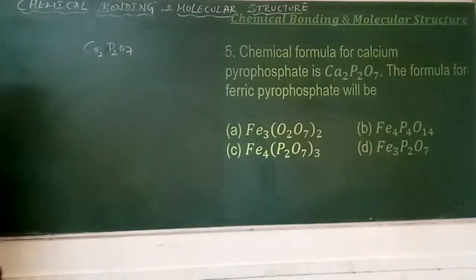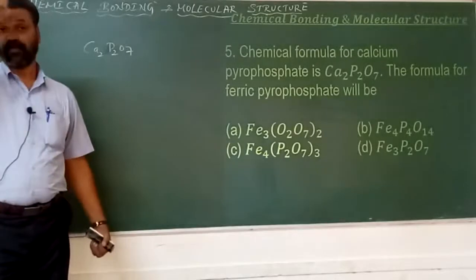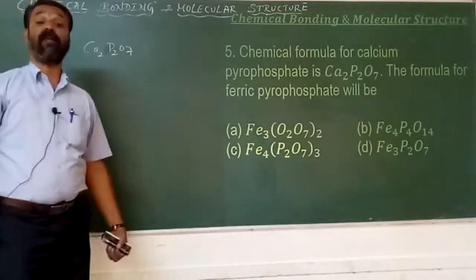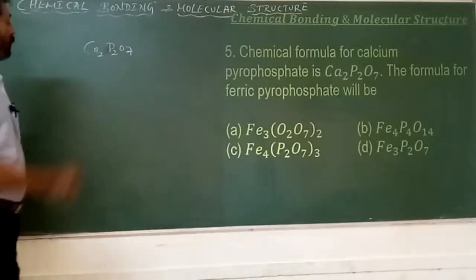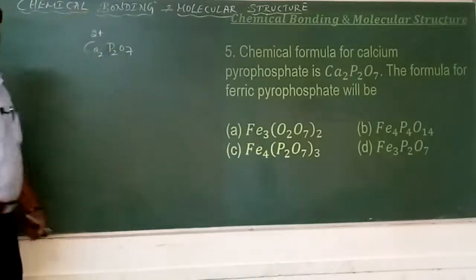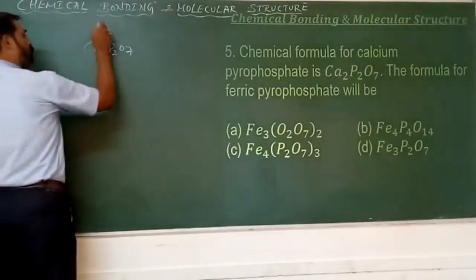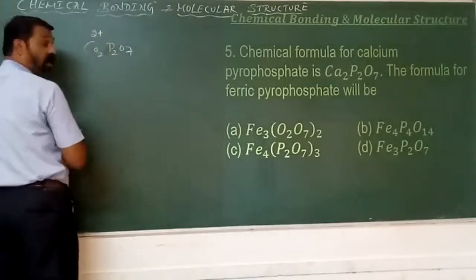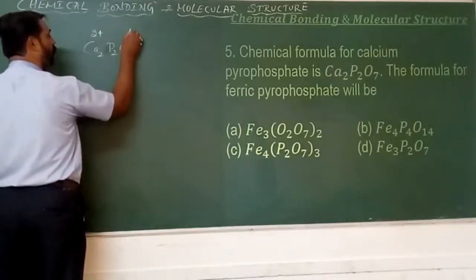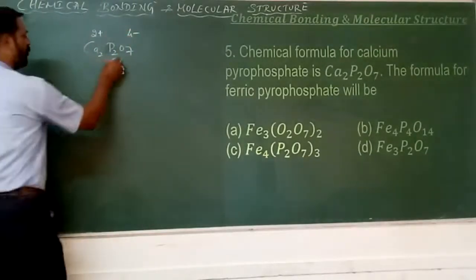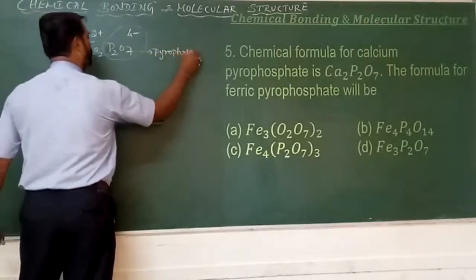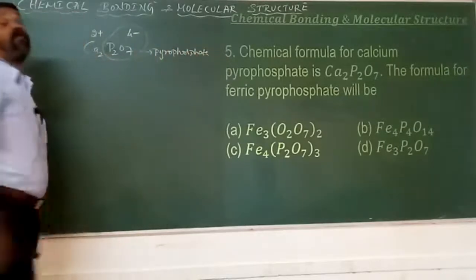So here, which is the known element of oxidation state? We know that all alkali metals will have plus 1 as the oxidation state, and all alkaline earth metals will have plus 2 as the oxidation state. As calcium is an alkaline earth metal, it is plus 2. If it is plus 2, then plus 2 into 2 becomes plus 4 totally. To neutralize that, the charge must be equal to 0, so we should have minus 4. Means this is the formula for pyrophosphate. That is what is called as calcium pyrophosphate.